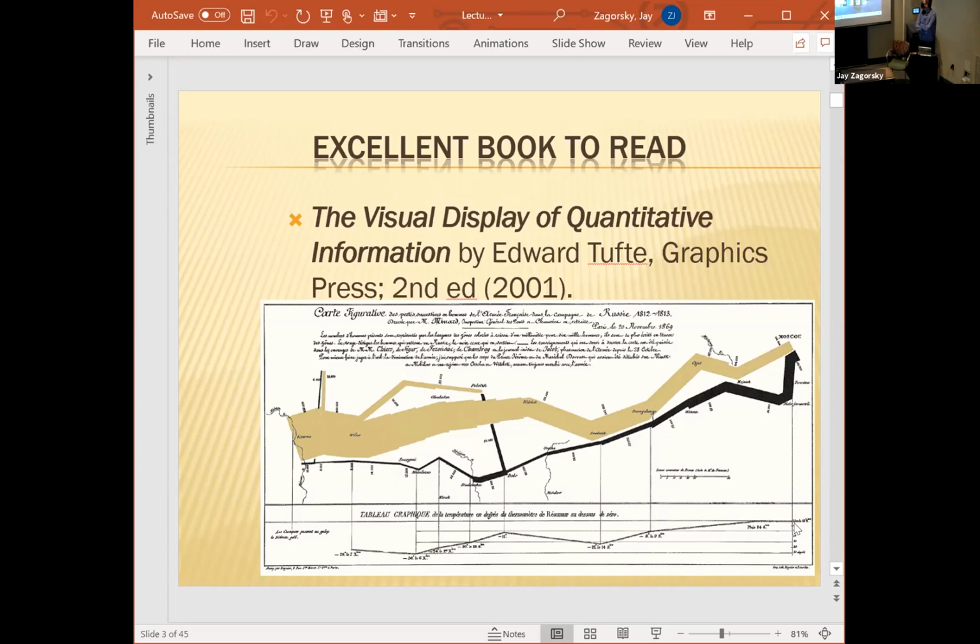Anyways, he basically says in one of his books, The Visual Display of Quantitative Information in 2001, he says this is the world's greatest graph. And why is it a great graph? And what's it trying to show? It looks at Napoleon's march to Moscow and then Napoleon's subsequent defeat.